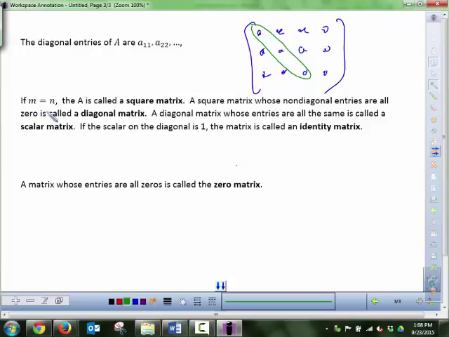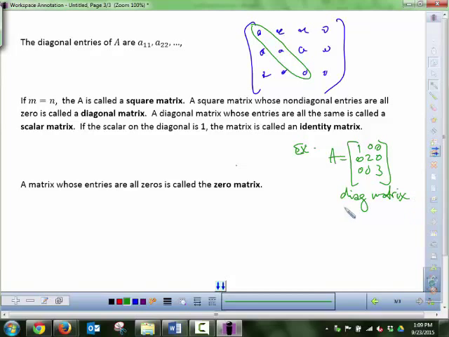Now, if you have the same number of columns and rows, then that is called a square matrix, obviously, because it's square. It's not a rectangular matrix. A square matrix whose non-diagonal entries are 0 is called a diagonal matrix. So that means if you have a matrix that looks like this, where everything else except for the diagonal is 0, then this is called a diagonal matrix.